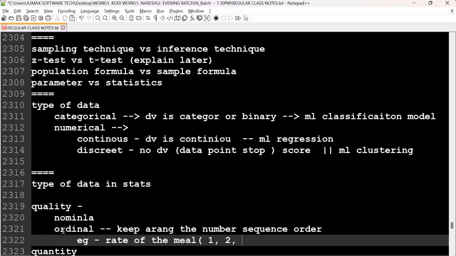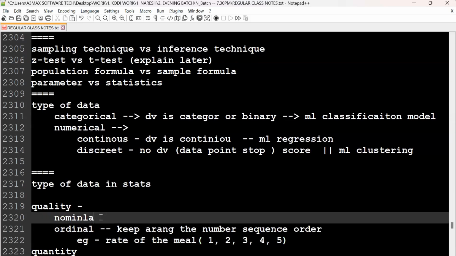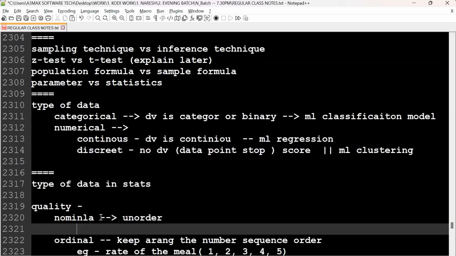What is the rate of the meal? 1 star, 2 star, 3, 4, and 5. Is it in order or not? Okay, this is called ordinal. What is nominal? Unordered. In the summer season, do we get rain or not? In the rainy season, do we get it in winter or not? Can we say it is ordered? No. Guys, are you clear?